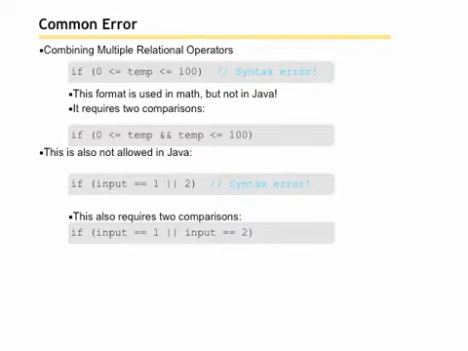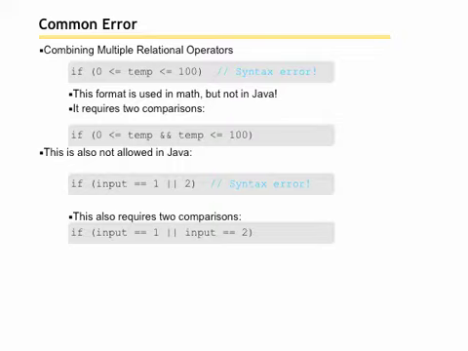It's common to try to combine relational operators just by chaining them together the way you would in math class, as in 0 less than or equal to temp less than or equal to 100. We've been doing that since first grade when thinking of a number line and putting things together. And while it works in math, it does not work in Java.